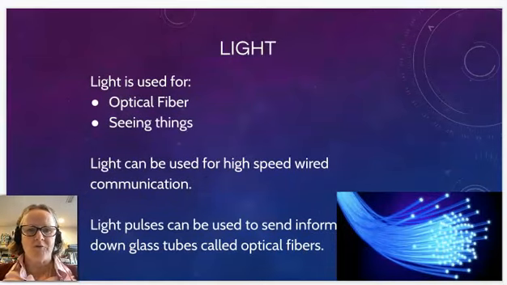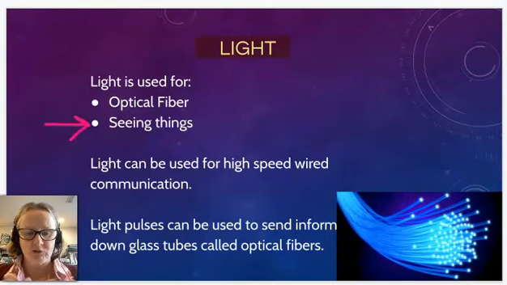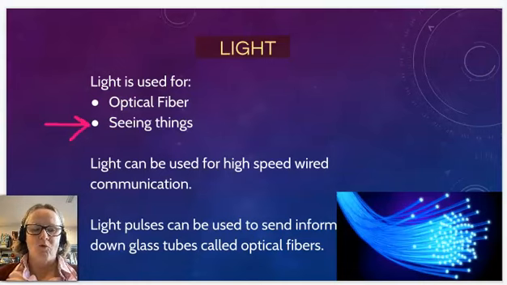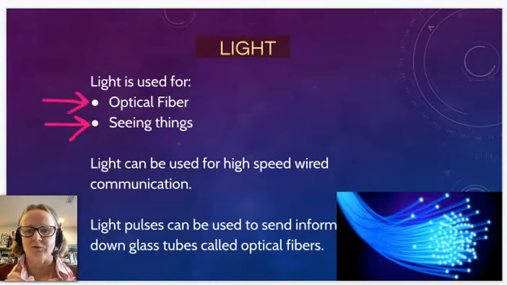And the third type of electromagnetic wave we use for communication is light. And it's really fairly obvious that we use light to see things, and we can communicate just by looking at somebody or reading information in daylight. But we can also send light signals along optical fibers, which are actually glass tubes, and they can be used for very high-speed wired communication.